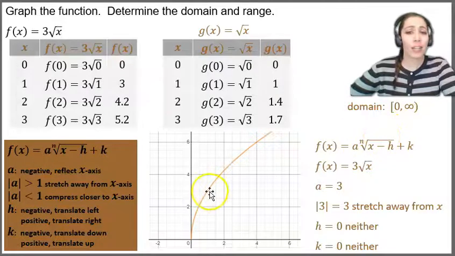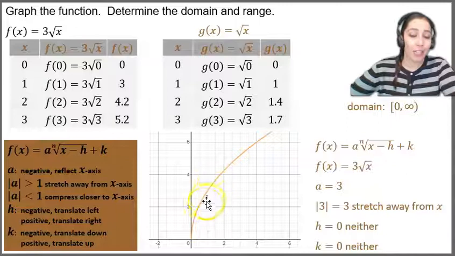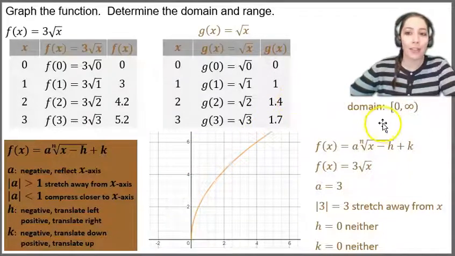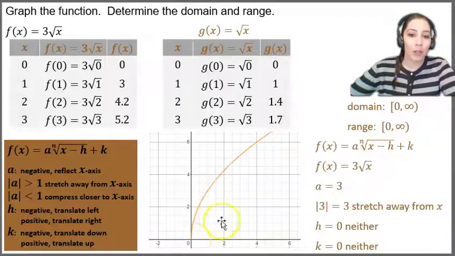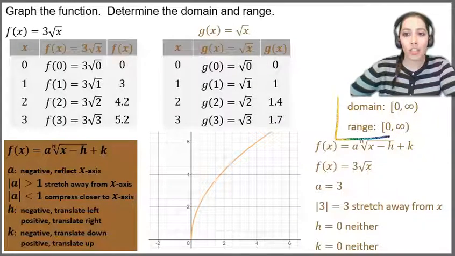Now with the range, we're talking about the y values. So as I go down the y-axis, my function is getting closer and closer to what y value? 0. As it goes up the y-axis, my function is getting closer and closer to what y value? Positive infinity. Since 0 is included, we do have a bracket there, 0, comma, infinity. So my domain and range are both 0, comma, infinity.